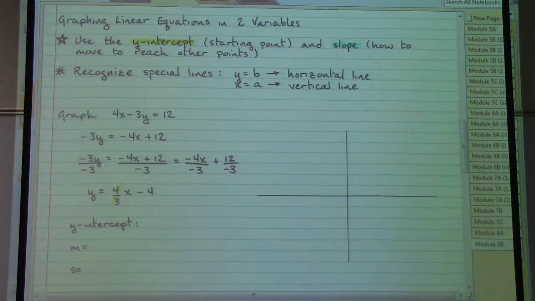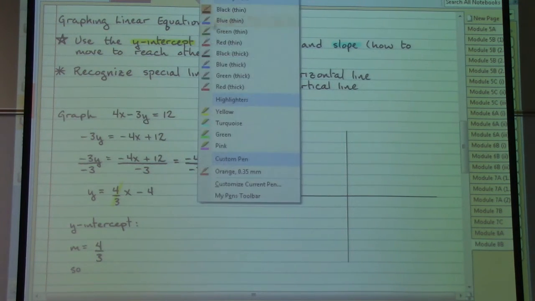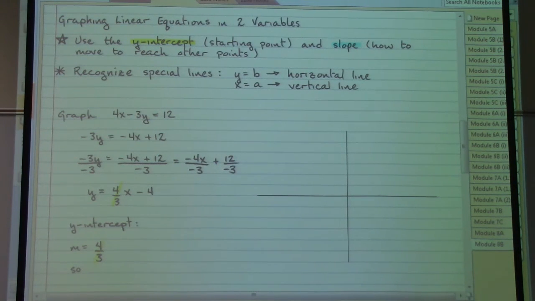The first thing that we see is the slope of 4/3. So we can go ahead and write that in. The slope is 4/3 coming from our slope-intercept form.